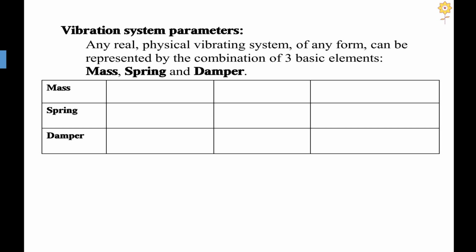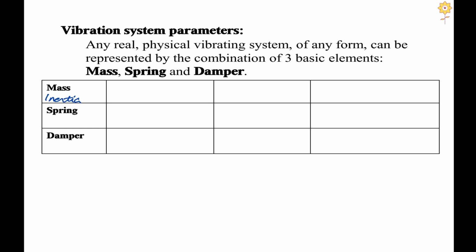Vibration system parameters. Any real physical vibrating system of any form can be represented by the combination of three basic elements. They are mass, spring and damper. The mass provides the inertia effects.